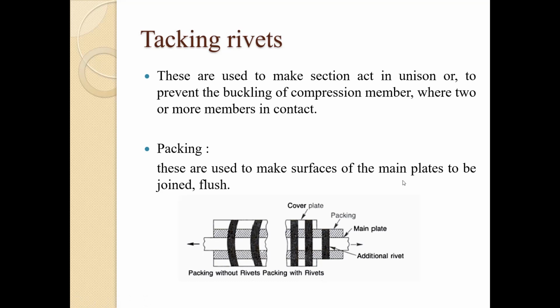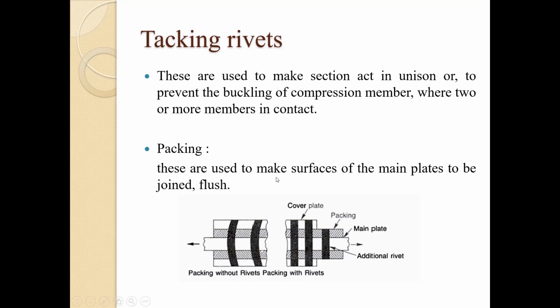Now the tacking rivets. These are used to make a section act as a unison, or to prevent the buckling of a compression member where two or more members are in contact. Where you are going to use two members to act as a single unit, we need to stitch them at regular intervals, and that stitching done by rivet is called tacking. Even welding is done by the same method, so that they will not fall apart when the force acts on them.